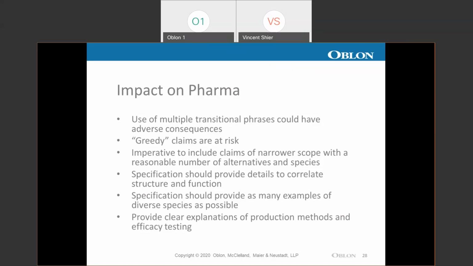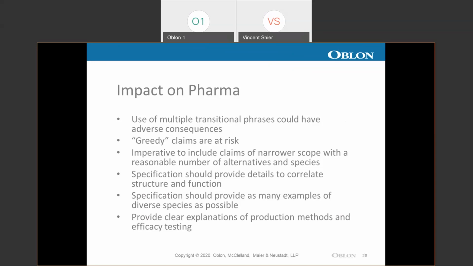But what's important to note is that what we see in the Idenix case and Wyeth before that is that claims that are greedy and try to claim 10 to the 10th, 10 to the 100th structures by the use of Markush language are certainly at risk, and certainly with respect to the scope of enablement.